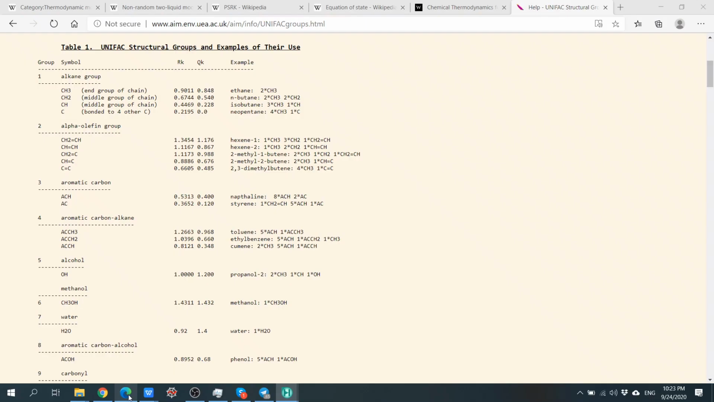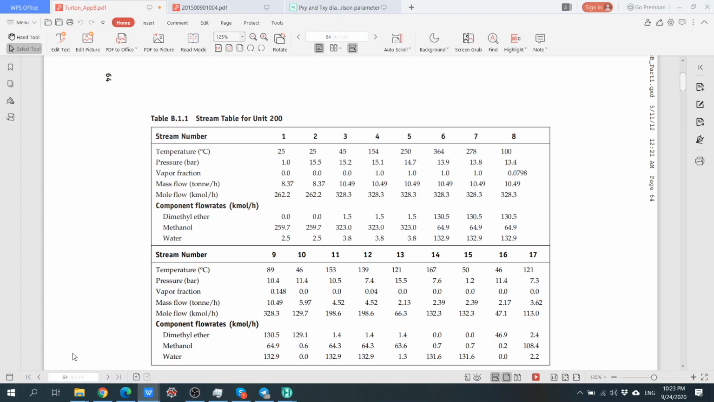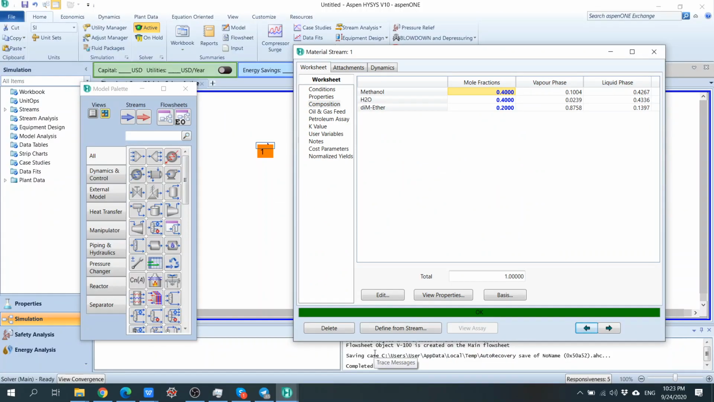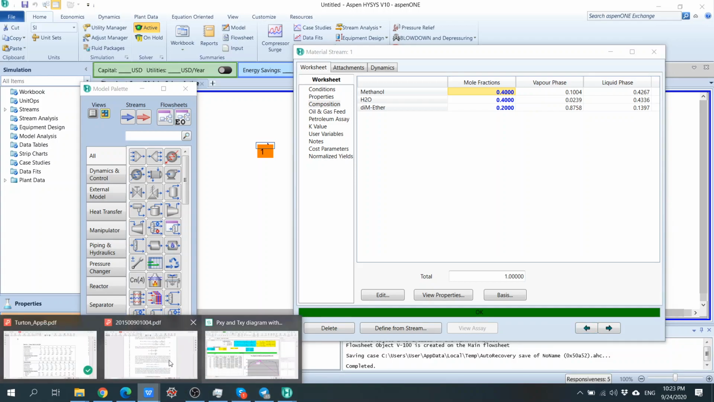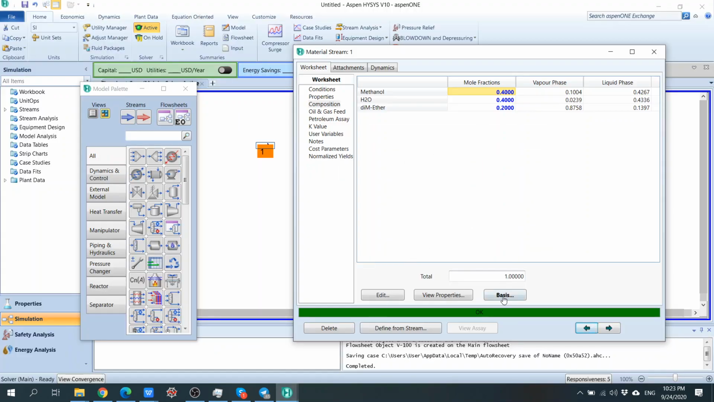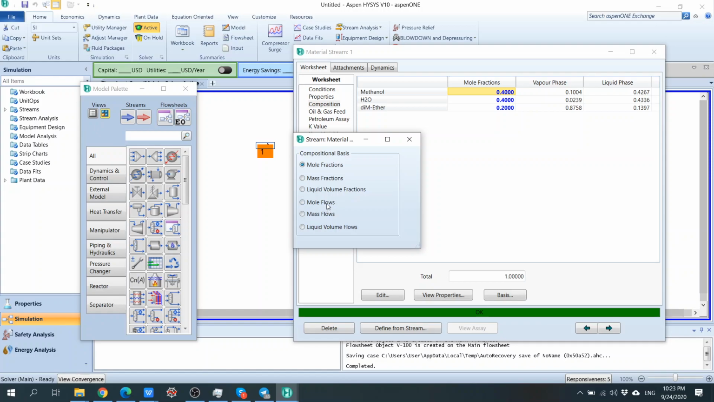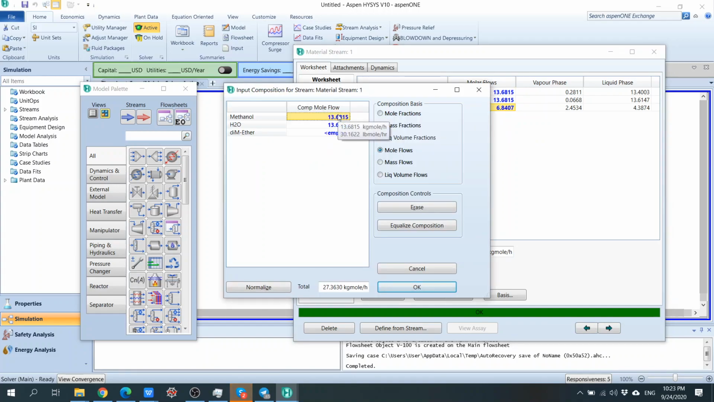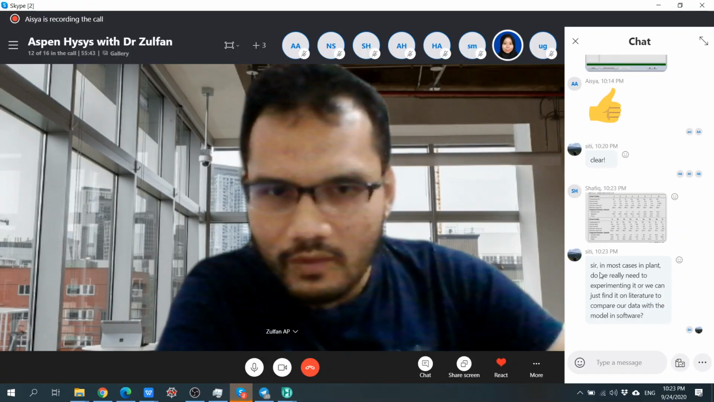Composition is, remember this number: 259.7, 2.5. So we will change the basis to mole flow because we are so lazy. This is 0, and this is 259.7. This is 2.5. Yeah, I think so.